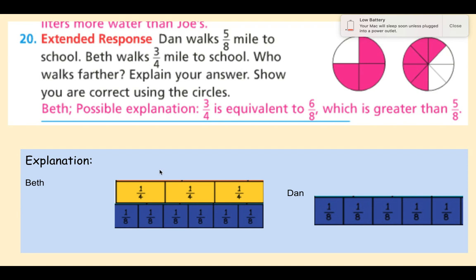And this one, if you show Beth's 3/4 and you change it to 8s, if you look on your fraction bars, 3/4 is equal to 6/8. Dan did 5/8, so Beth is greater.